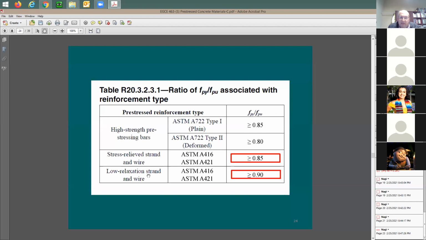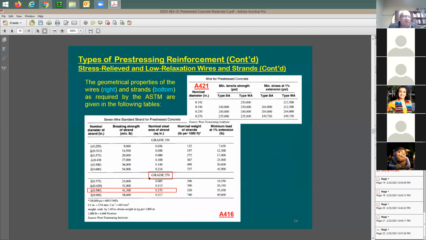Which one do you think is going to have higher losses? The low relaxation or the stress relief? The low one, probably. This one here is going to have less losses, because this one here, what's going to happen, you spend more money on it. Think about it this way. Let me go back here.